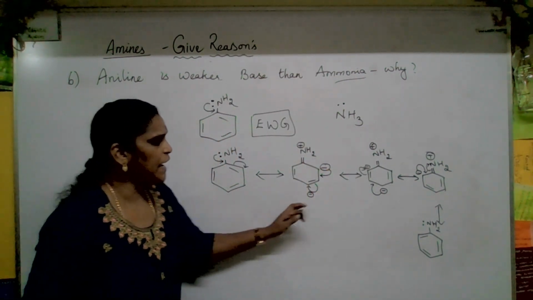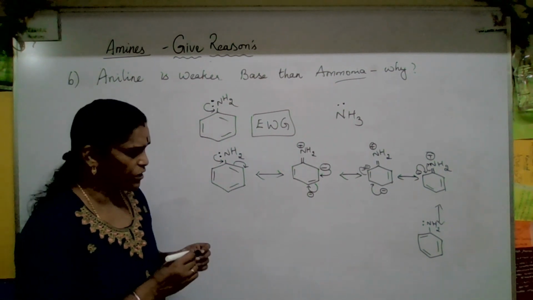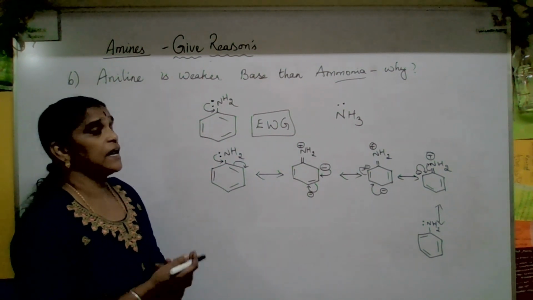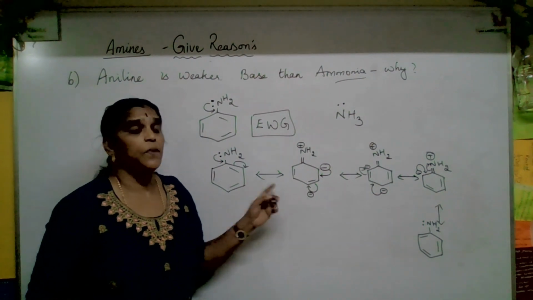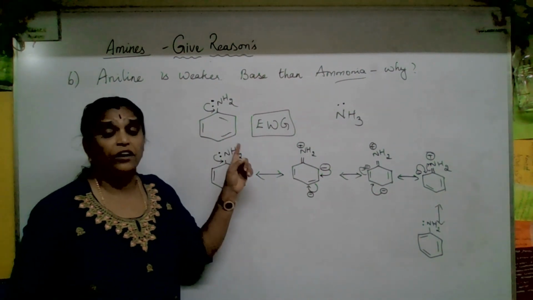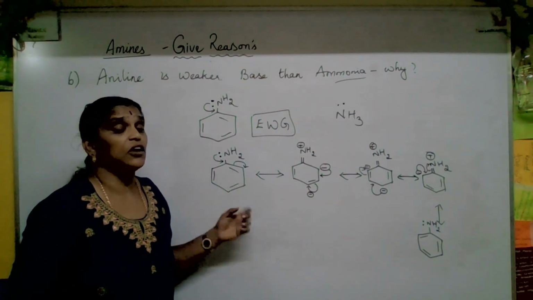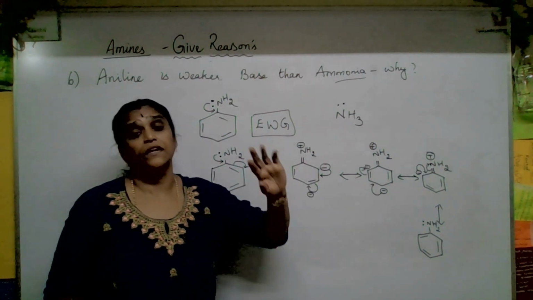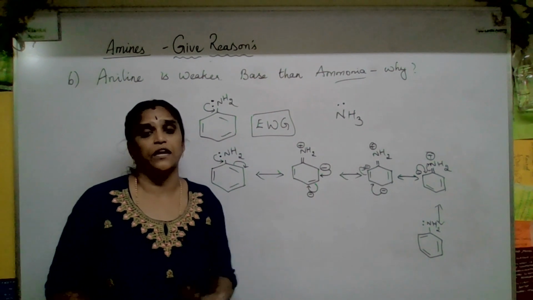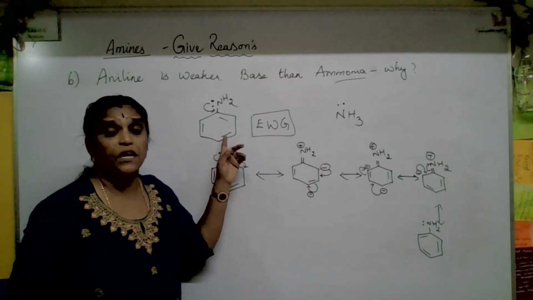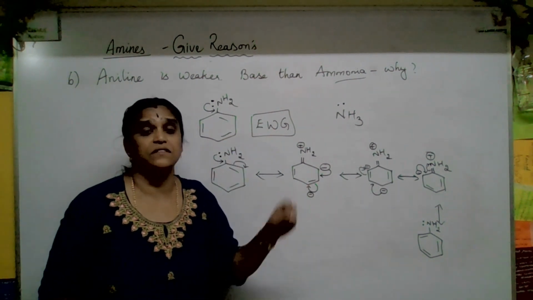Hope you have a clear idea about the resonance of aniline and why aniline is a weaker base, because that lone pair of electrons is involved in the resonance. So it is not allowing that lone pair of electrons to donate, because of what it is attached to, that is the benzene. That is the matter.